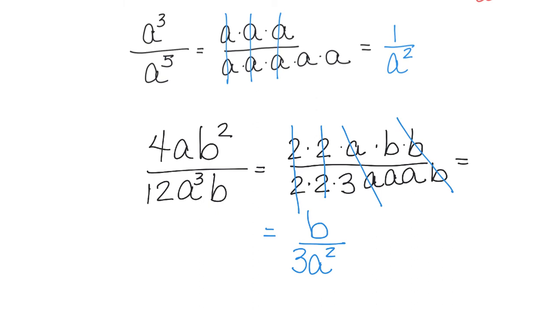squared. If I were to ask you what the GCF would be, the GCF is equal to what you crossed out: 2 times 2 times a times b, which would be 4ab.